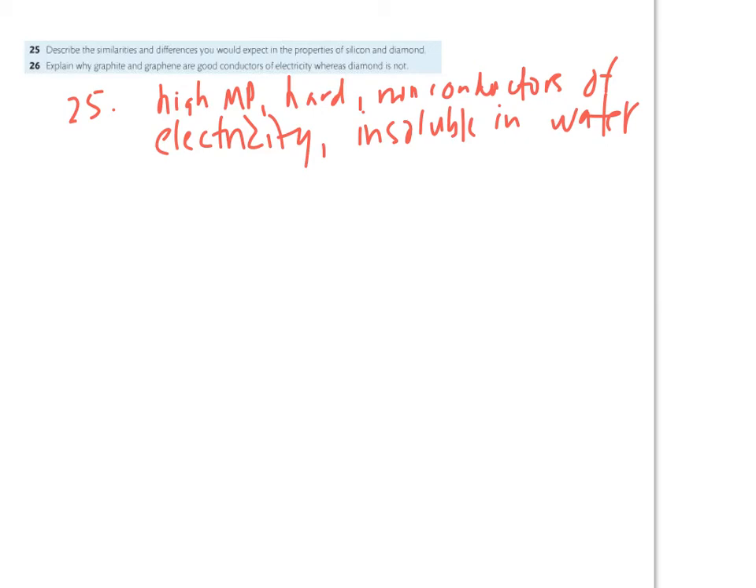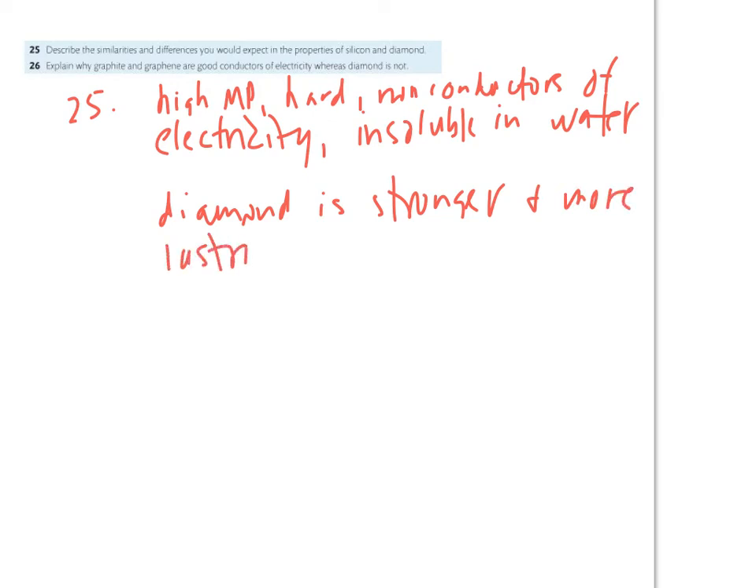Differences are diamond is stronger. Most of you know diamonds are incredibly strong. Also, it's more lustrous. A lot of its value is the way it shimmers and shines. And silicon can be converted, or what they call doped. You add impurities to it to become a good conductor, which is why we use them in computer chips.